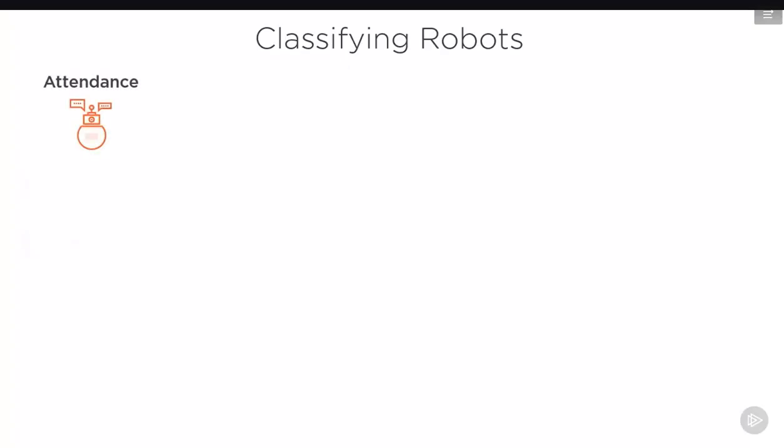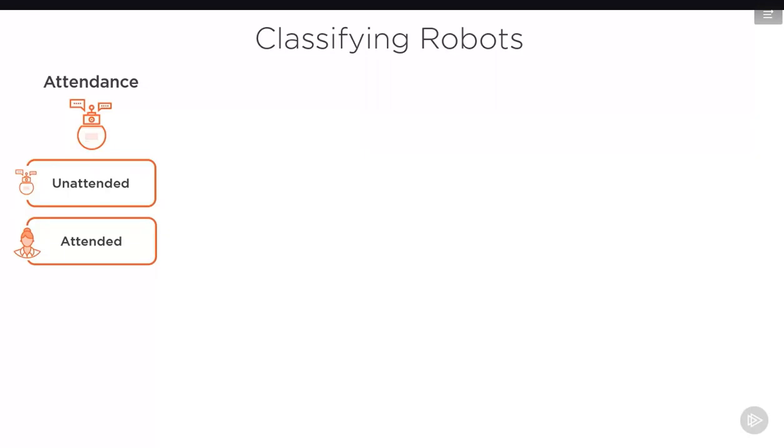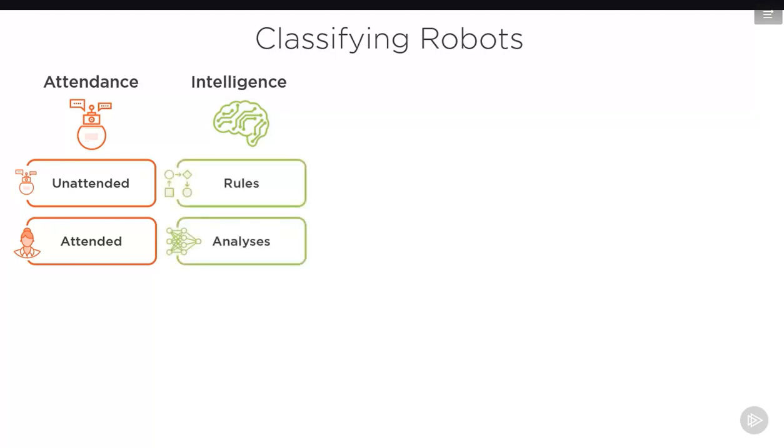So first of all, we will look at the attendance of robots. And basically we have two versions. We have an unattended robot, which will operate all by itself, and an attended robot that has some human intervention. Then we'll look at the intelligence of the robot, so whether or not it is based on business rules, whether or not it does analysis over multiple data sources, or that it is a self-learning system.